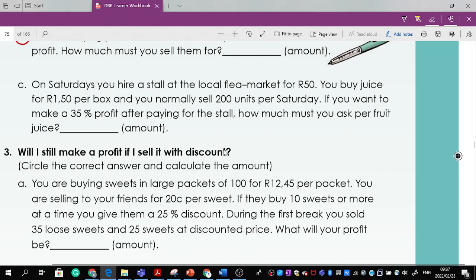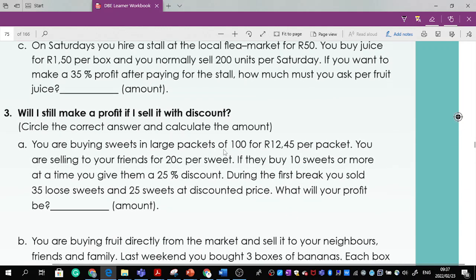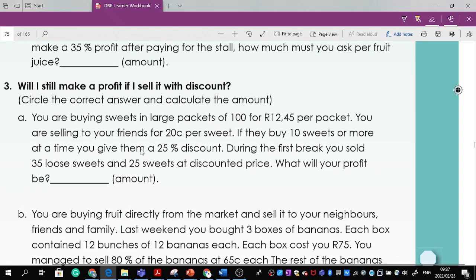So let's look at number 3, because number 3 has discount questions. Will I still make a profit if I sell it with discount? Okay, let's read the question. Where's my pen? There we go.